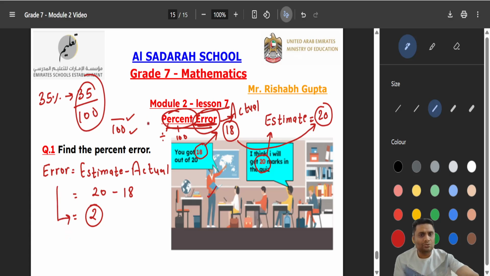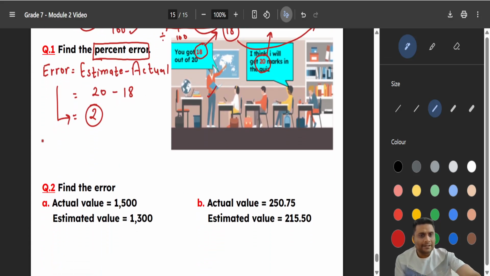But we have to change this error into percentage because the question wants us to find the percent error. Check the question. Find the percent error. How will I do it? Very simple. Percent error, there is a simple formula. Put the error up, like we did in the percent change. Put the error up, put the actual value down. Now this will become my fraction, the number. If I want to convert it into percent, simply multiply by 100. If you remember percent change, same like percent change.